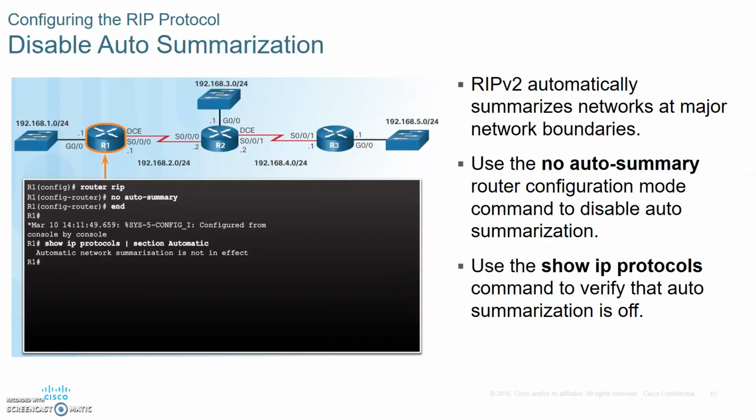RIP version 2 will do auto summarization at the major network boundary. So if you don't want it to do summarization, you can run the command no auto-summary under the config-router prompt when you run router rip. This will disable it, and you can do a show ip protocol to verify that auto summarization is currently turned off. We'll talk more about network summarization in the subsequent chapter.